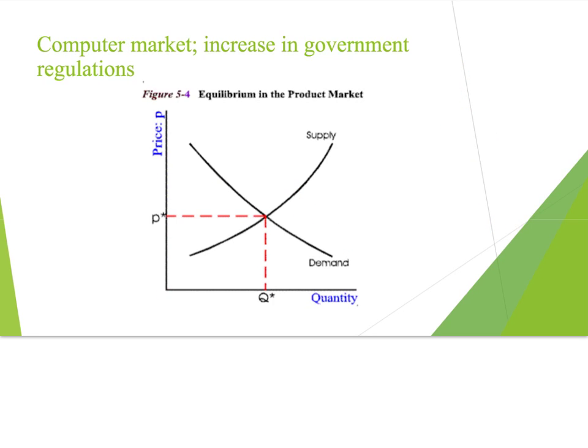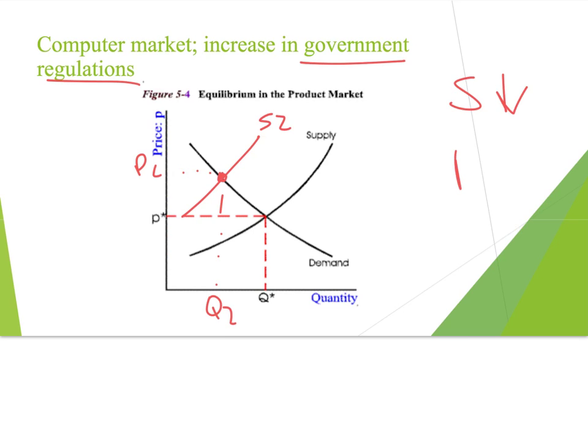In the computer market, if there's an increase in government regulations, so government regulations fit in that acronym, so that's going to be supply. And it's going to decrease because if government regulates the markets more, it's able to slow down the supply of products. So supply is going to decrease, causing the price to rise and the quantity to decrease at equilibrium.